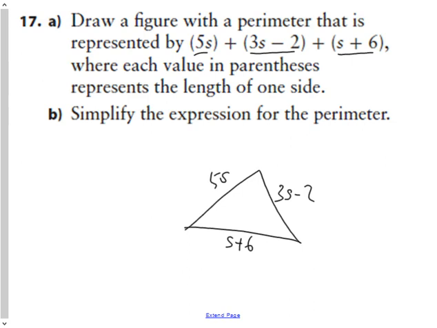And if I add them all together, 5s plus 3s plus s is going to be 9s. A negative 2 and a positive 6 is going to be a positive 4. And therefore, the perimeter of this shape is going to be equal to, oh, sorry, I did something wrong there. 5s plus 3s plus s is 9s, not 6s. 9s plus 4, not 6s plus 4.